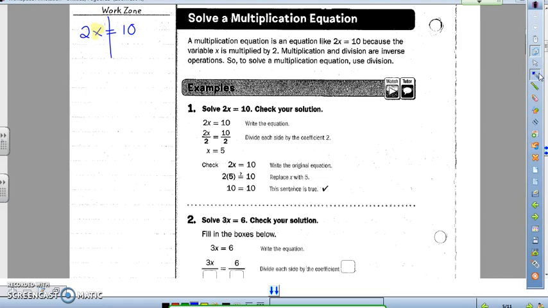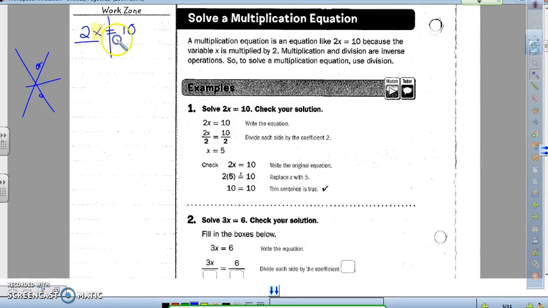Since the 2 and the x are touching, that means it's multiplication. Just like we did with addition and subtraction, we did the opposite operation. So what is the opposite of multiplication? Division. Do not write this, we are not using the division sign. No, no, no. We need to use a fraction bar because remember, fractions are kind of just like a division.